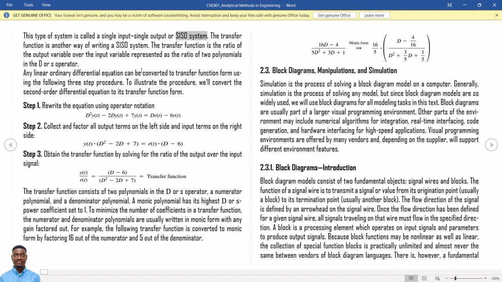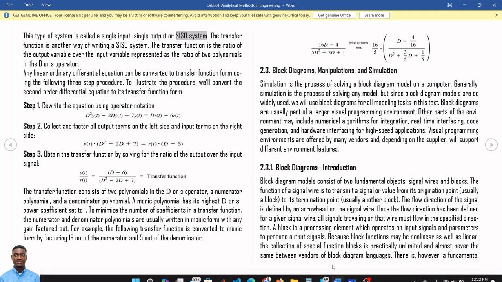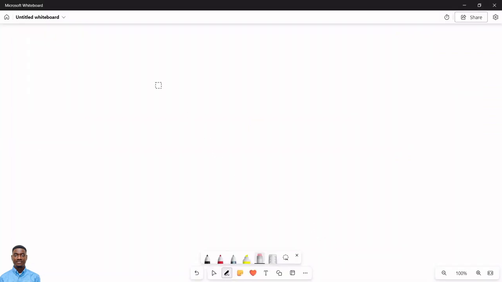So a transfer function, let me call that capital TF, is the ratio of the outputs of a system to the inputs of that system. That is what is called the transfer function of a system.